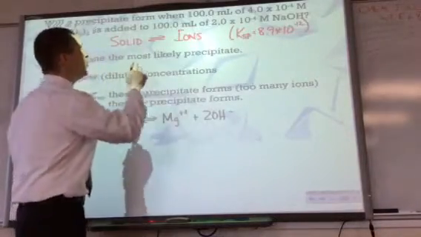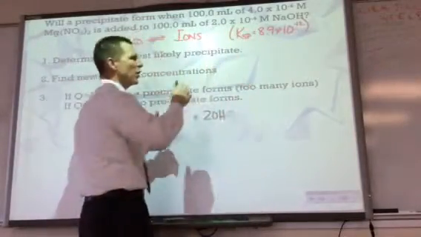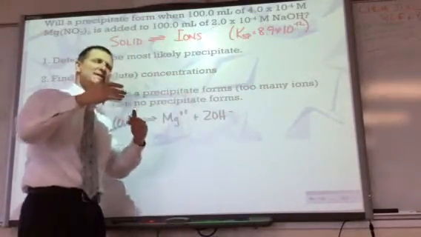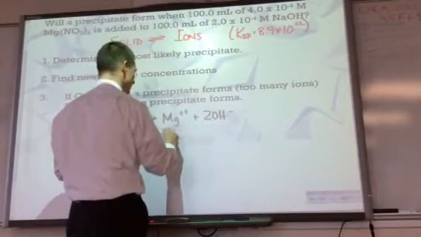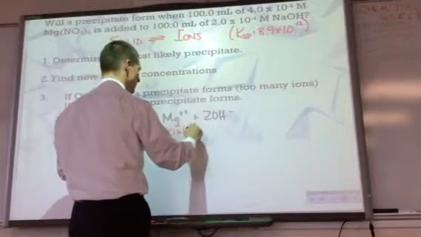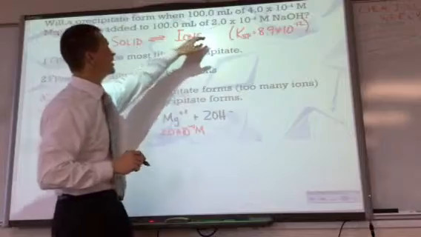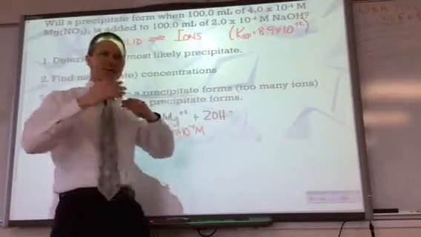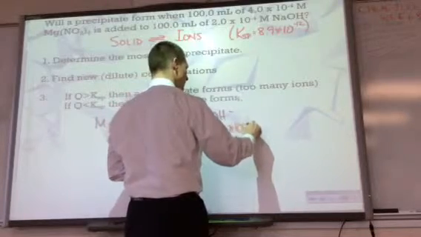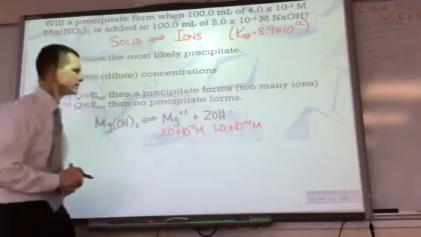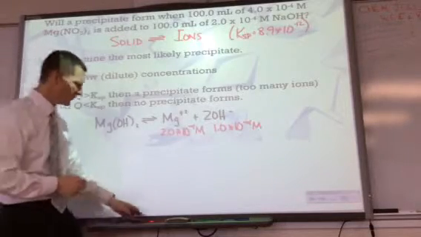Where the magnesium ion started at 4 times 10 to the negative 4th, when its volume doubled, its concentration is now 2 times 10 to the negative 4th. And likewise, the hydroxide started at 2 times 10 to the negative 4th. When its volume doubled, it is now 1 times 10 to the negative 4th. And really, that's all we have to do for this.